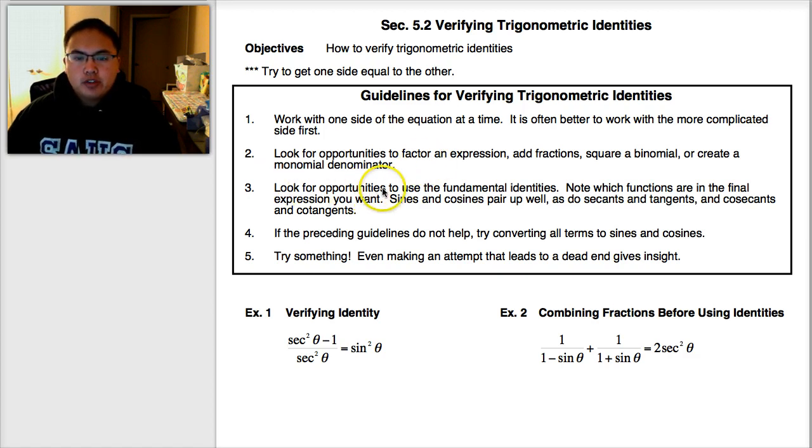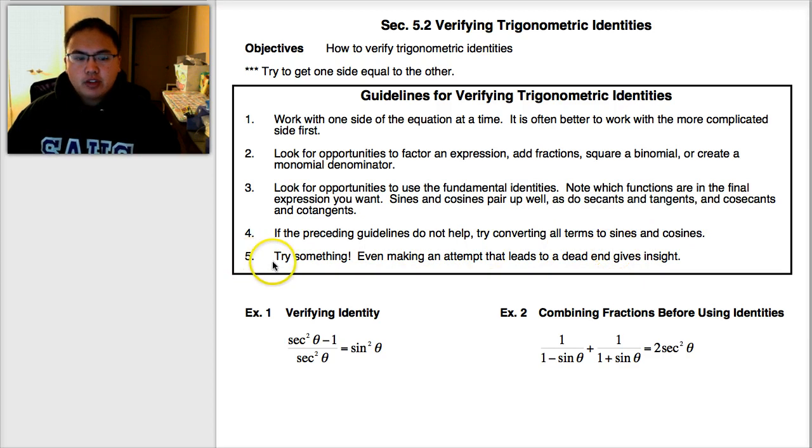Third, look for opportunities to use the fundamental identities. Know which functions are in the final expression you want. Sines and cosines pair up well, as do secants and tangents, and cosecants and cotangents. For me, as I told you in the last video, it's a lot easier if you make everything into sines and cosines, which is what they say in number 4. If the preceding guidelines do not help, try converting all terms to sines and cosines.